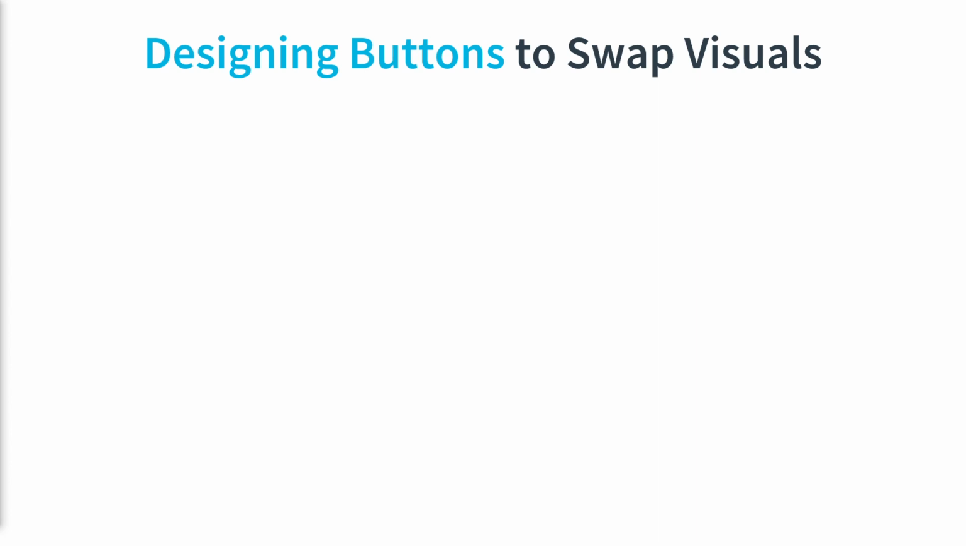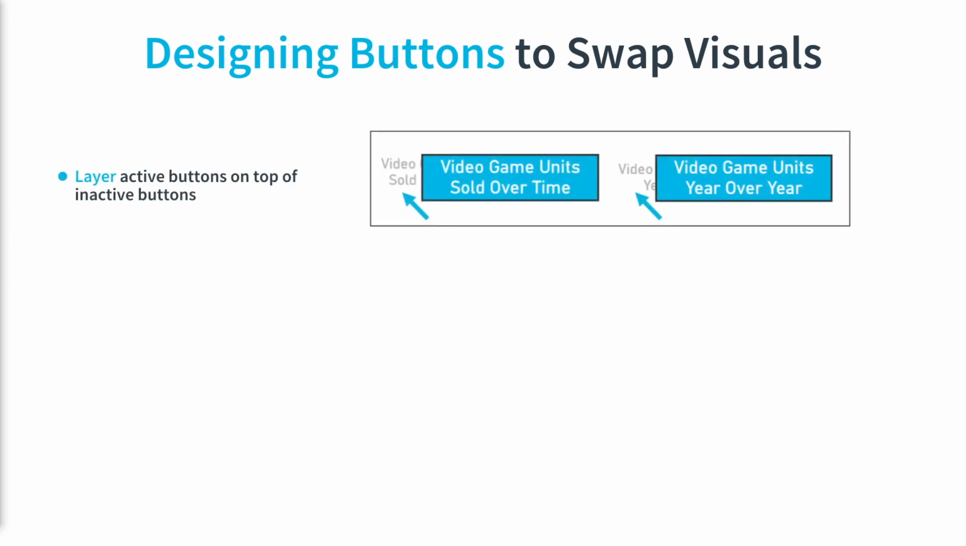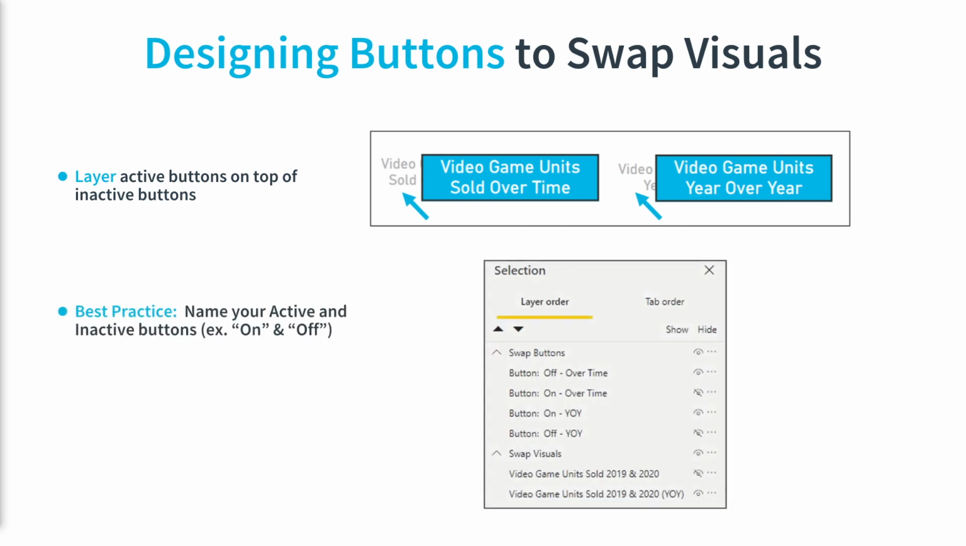Once we have created the inactive and active versions of our button, it's time to layer them on top of each other. The reason we want to do this is that we want our bookmarks to swap our buttons at the same time they swap the line charts. Because Power BI gives all of your buttons the same name by default, it's a good idea to label your inactive and active buttons something like on or off in order to help keep them apart. I also recommend creating groups for your buttons so that you can always quickly find them.